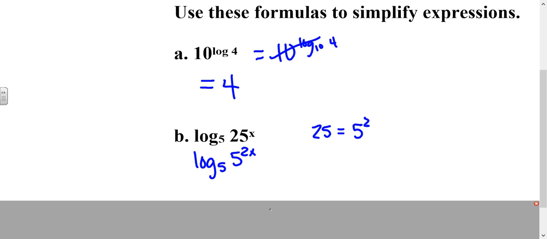Okay, so the log base 5 and the 5 will cancel each other out, and so the answer will just be 2x. So you just have to make sure that these two numbers right here are the same base. So since 25 and 5 were different, I had to change 25 to be something that was a power of 5.